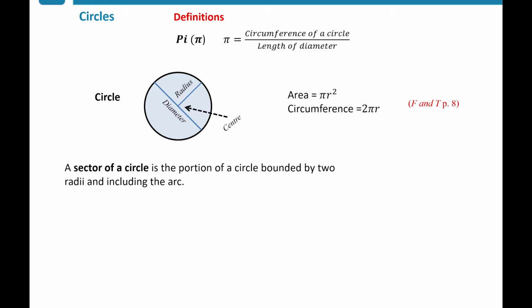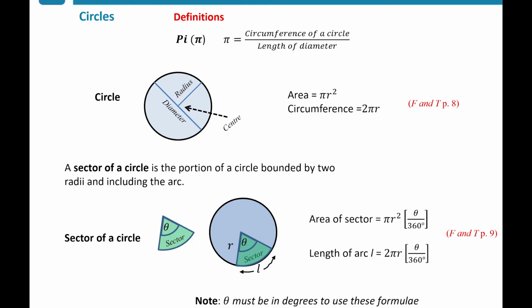The sector of a circle is a portion of the circle bounded by 2 radii and including the arc. Here is a sector of a circle. The area of a sector is pi r squared times the angle subtended to make this sector divided by 360 degrees. The length of an arc is given by 2 pi r multiplied by the angle subtended divided by 360 degrees. Note that when you're using these formulae, your angle must be in degrees.